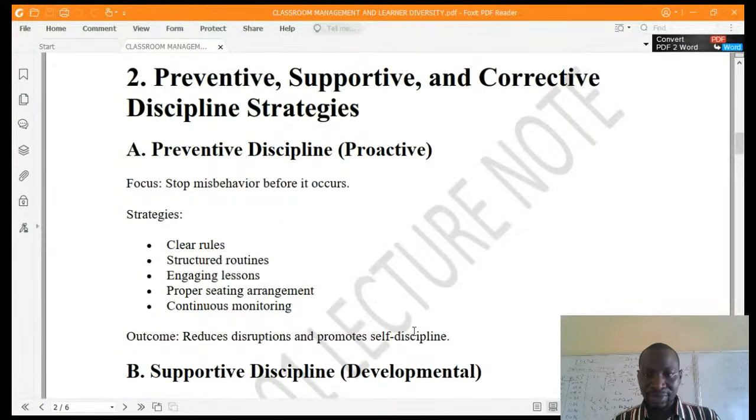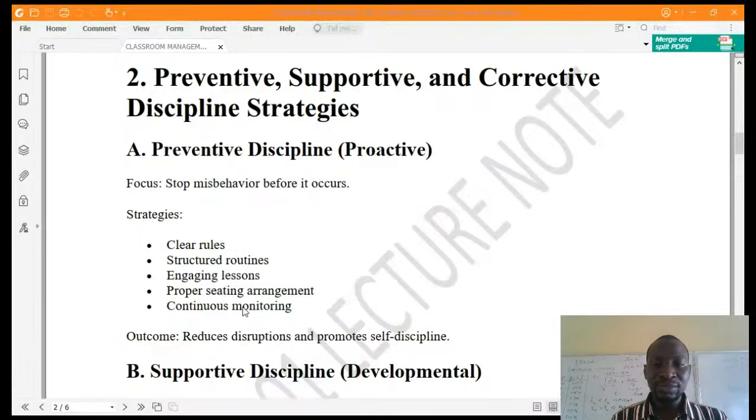They say prevention is better than cure. So that implies that in the classroom, if you prevent anything that will happen, you set rules, you engage them, you ensure that there's proper seating arrangement, there's continuous monitoring. All these are proactive or preventive disciplinary approaches to ensure that you have good classroom management.